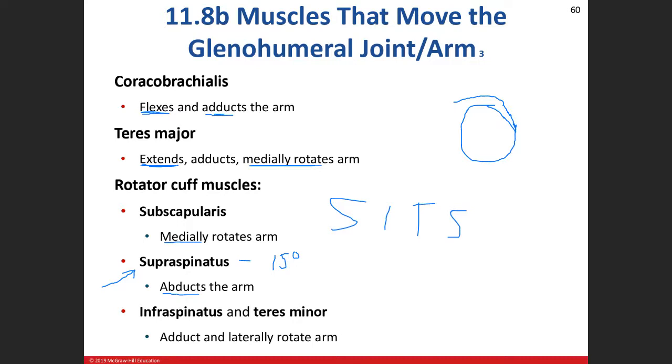Infraspinatus and teres minor are so close to one another that they have pretty much the same muscle actions. They're going to adduct, so they're going to bring the arm in, and they attach onto the back side of the humerus, on the posterior portion, so they're going to turn the arm out. We call that lateral rotation.